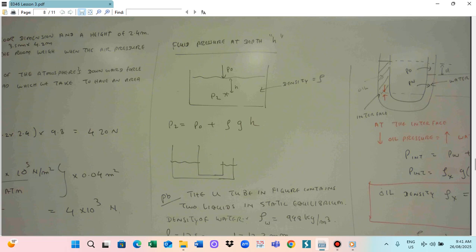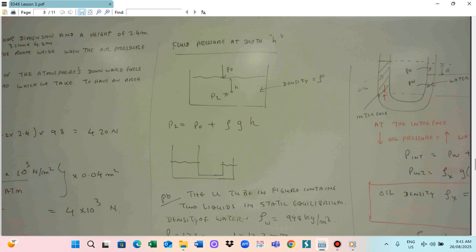It's equal to rho, and the gravity is G. So the total fluid pressure P2 can be calculated. P2 is at the point under the fluid surface, at depth H. The total pressure P2 can be calculated as P0 plus rho times G times H. So this equation is to calculate the total pressure.